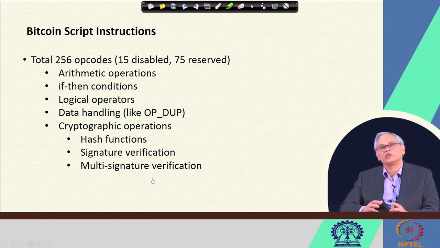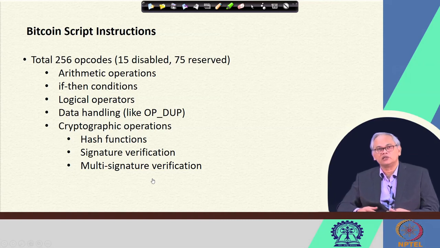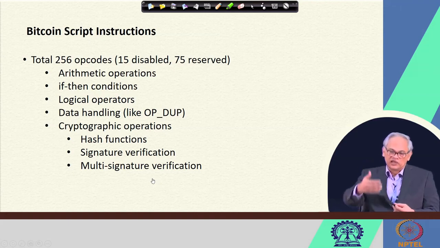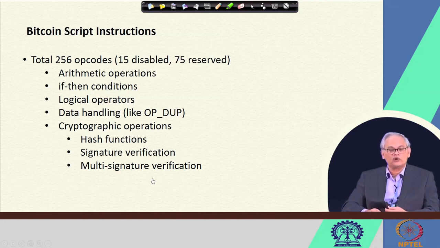So, next we will talk about the overall set of instructions. Of course, not all the instructions are being discussed here. We have seen some of these opcodes. They include arithmetic operations, if-then conditions and logical operators, data handling like OP_DUP, which duplicates the data, and cryptographic operations like hash functions and signature verification. We have talked about generating the hash. If you remember, we created the hash and so on.